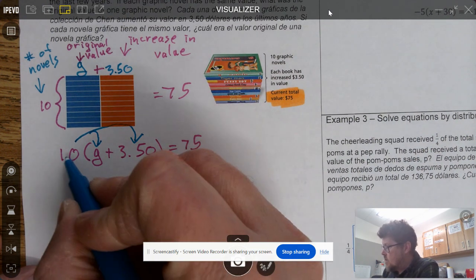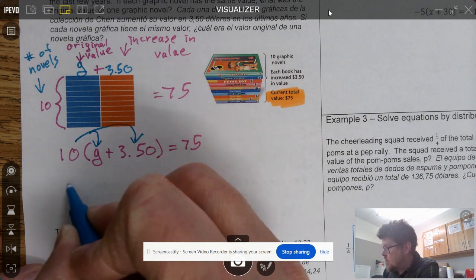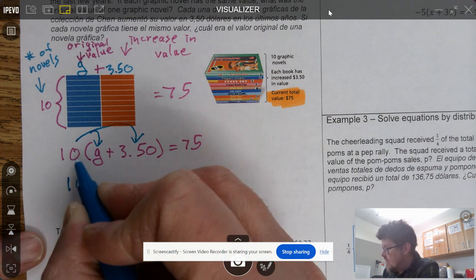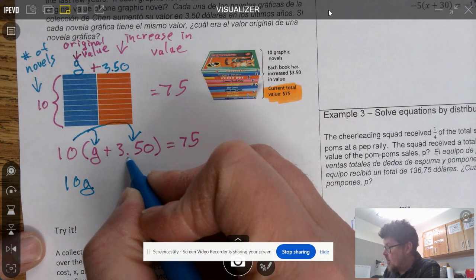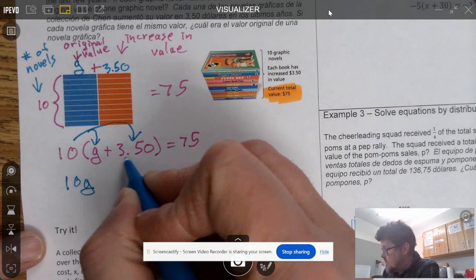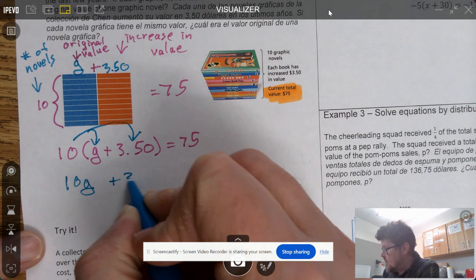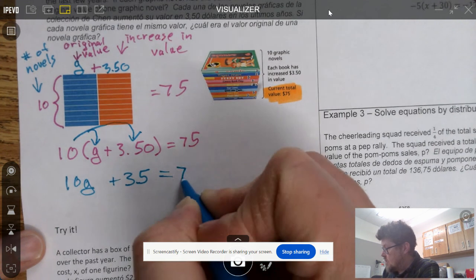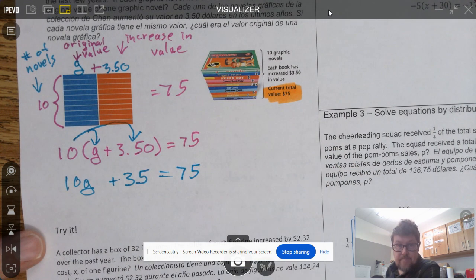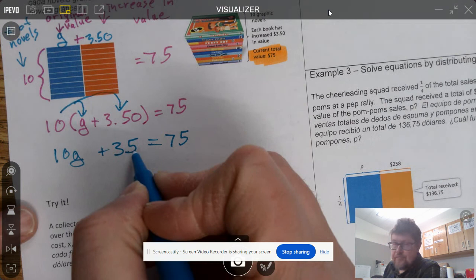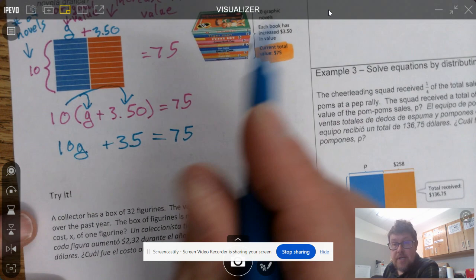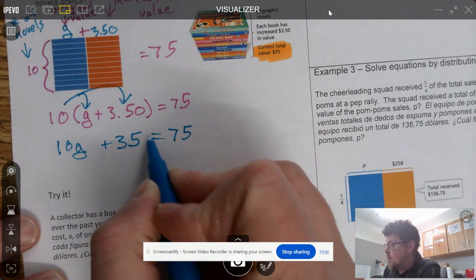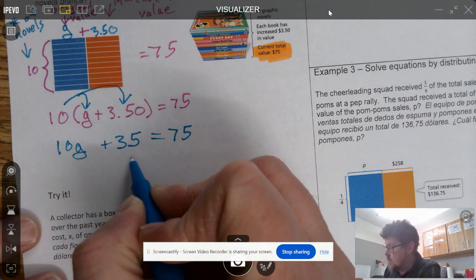So the idea here is we take that 10 and multiply it by that g, we get 10g. We take that 10, we multiply it by 350. All that happens when we multiply by 10 is the decimal moves over 1, and it becomes 35. We haven't touched the 75, so it just comes down. Now, at this point this is a two-step equation, which you guys have had some practice with. We've got to take care of this 35 first. So this is a positive 35.